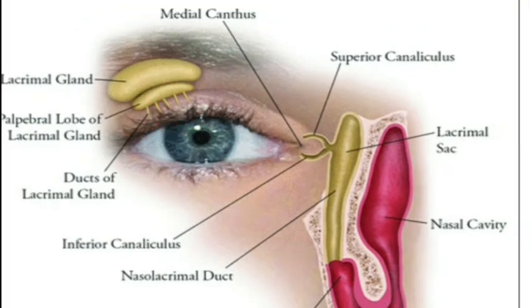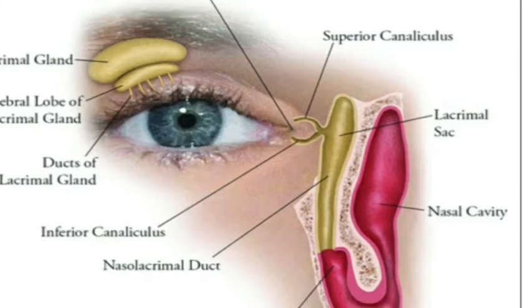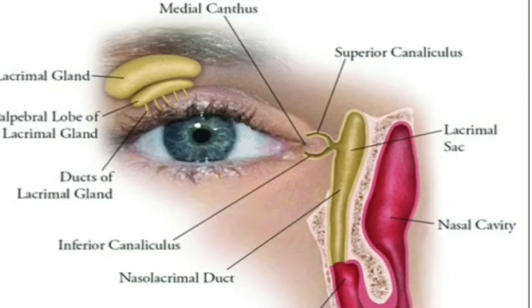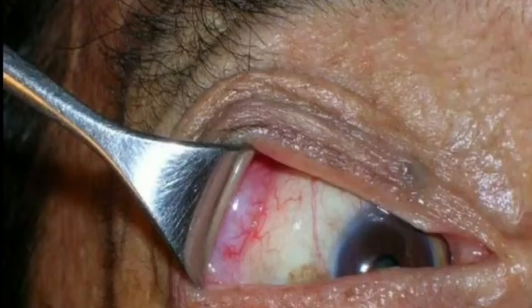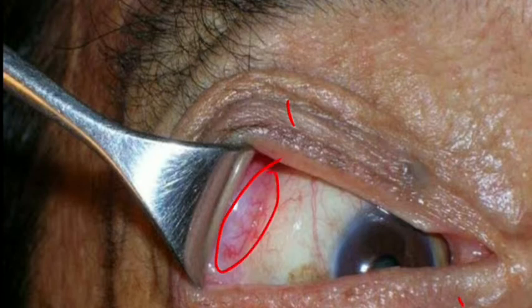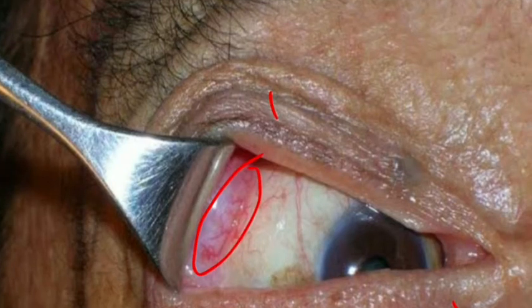This small palpebral part has just one or two lobes and this also has numerous ducts which will open into the superior fornix. And one more important point about this palpebral part is, if you retract the upper eyelid and ask the patient to look down, you can see this palpebral part of the lacrimal gland prolapsing there. So this is one of the ways to look for the lacrimal gland.